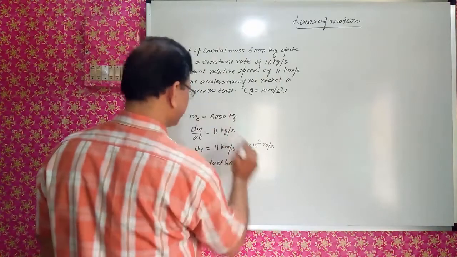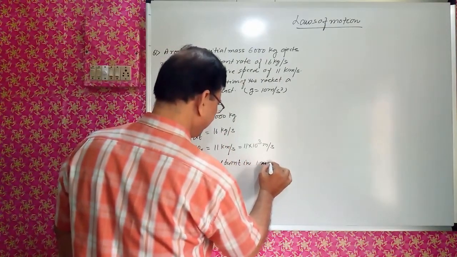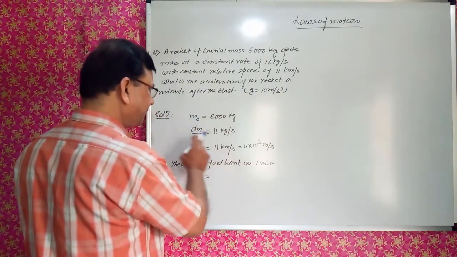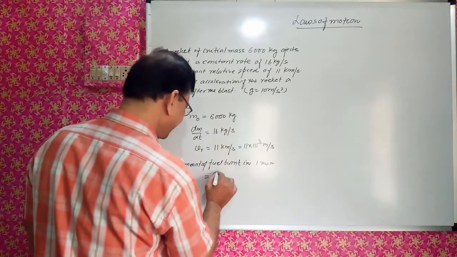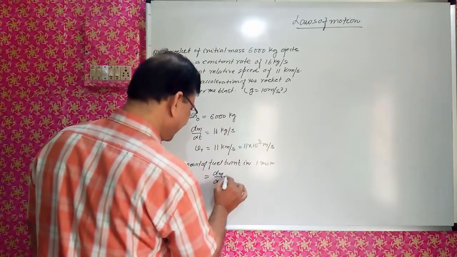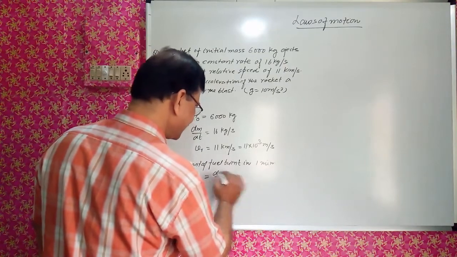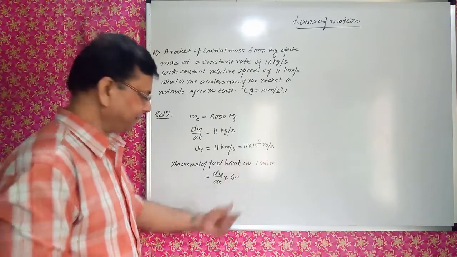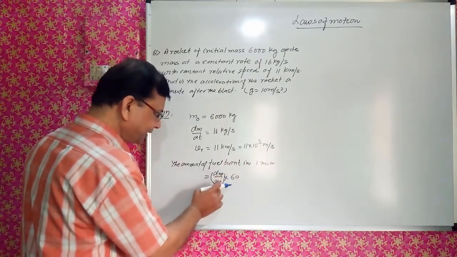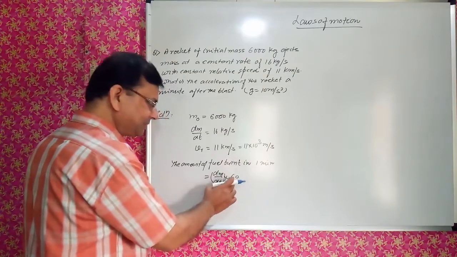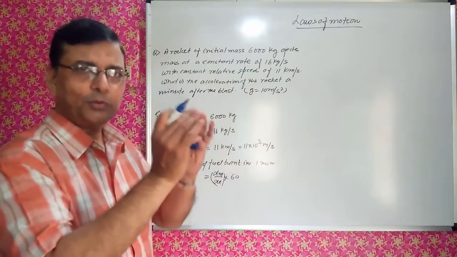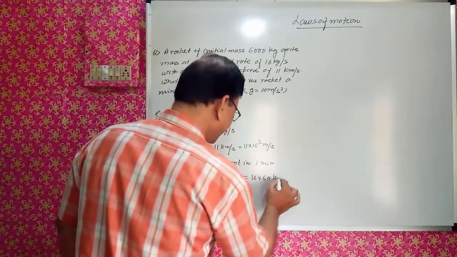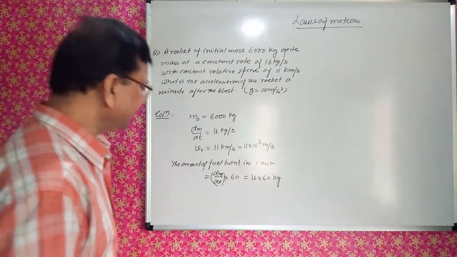in 1 minute. This is burning in unit time, that is dm upon dt, into 1 minute, which means 60 seconds, because it is 16 kg per second. So this minute will have to be converted into seconds. So this is the amount burnt in 1 second, multiplied by the total time. That is equal to 16 into 60 kgs.